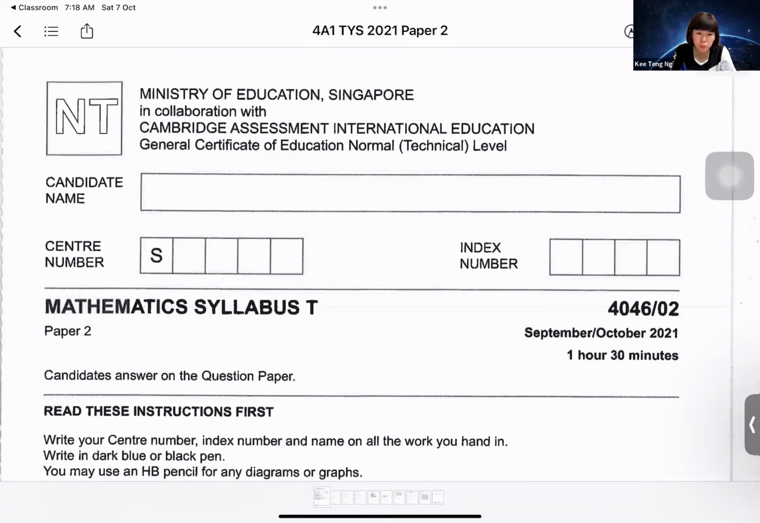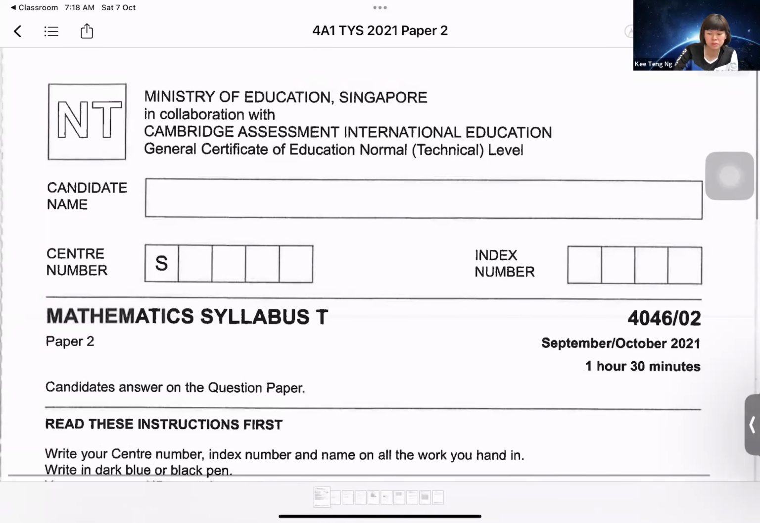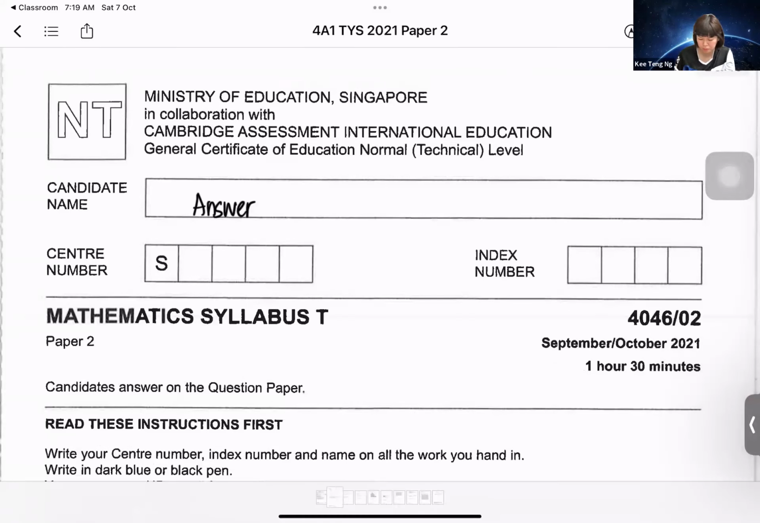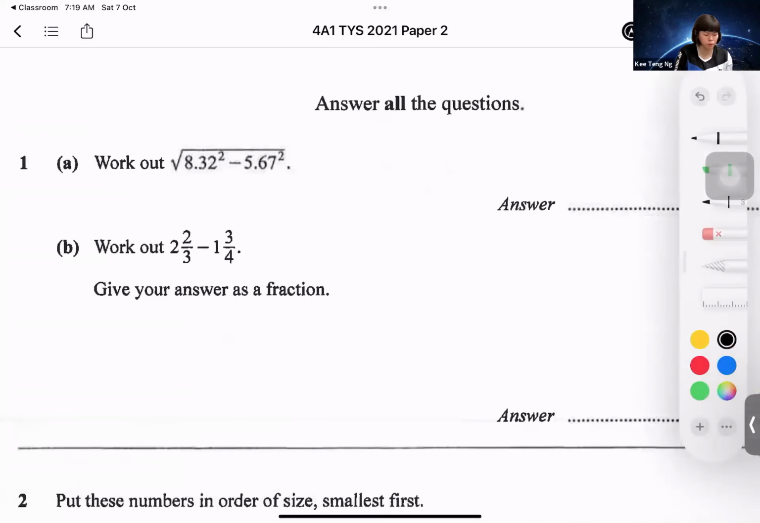In this short video, we'll be looking at Mathematics Syllabus D 2021 Paper 2. So first, let's begin with our answers. The very first question: work out the following. This one you should be able to do.